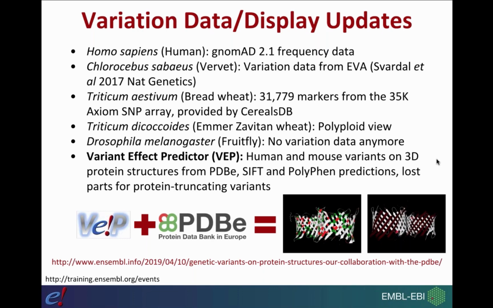For emmer wheat, we have a polyploid view. And of note for you also is that we have discontinued the variation databases for the fruit fly.